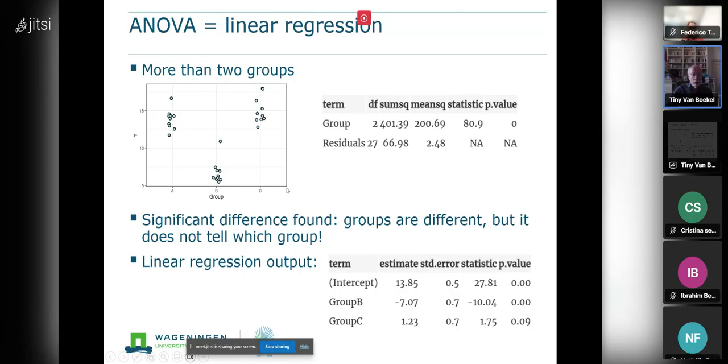So you can get a better view of that if you look at the estimates of the linear regression, and then you find that the estimate for the group C is very low, and that the p-value is quite high, meaning that here the null hypothesis is probably true. There is no effect, so there is no difference between group A and C, which is also apparent, of course, if you look at it graphically.